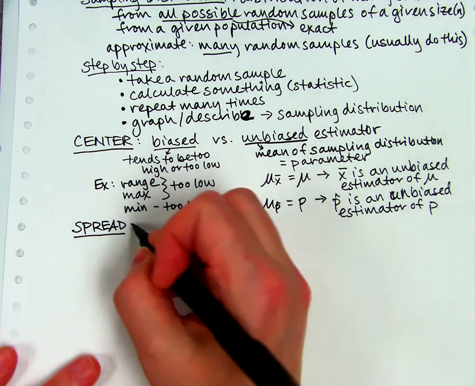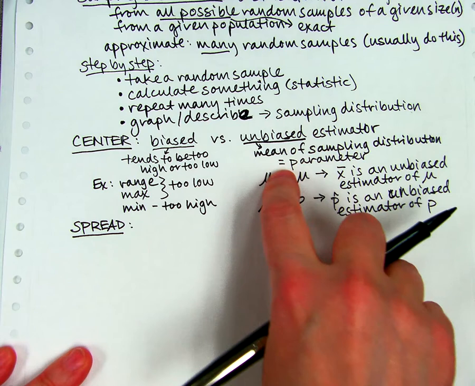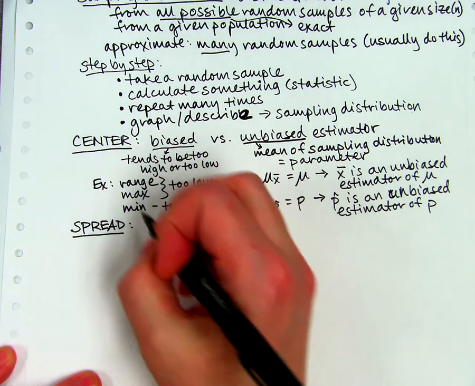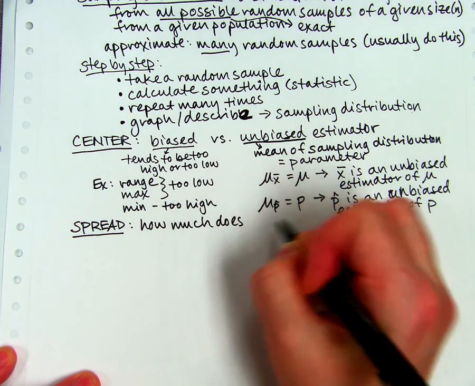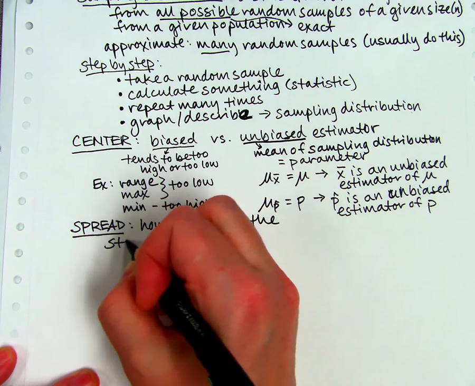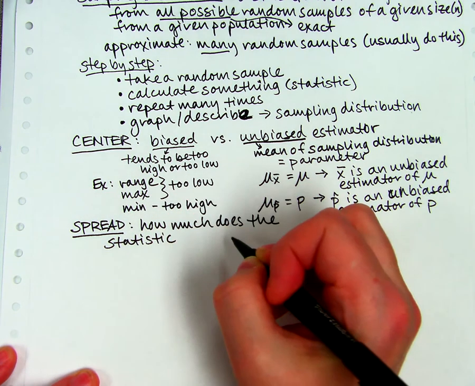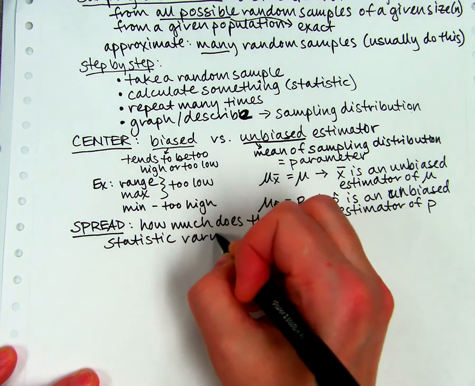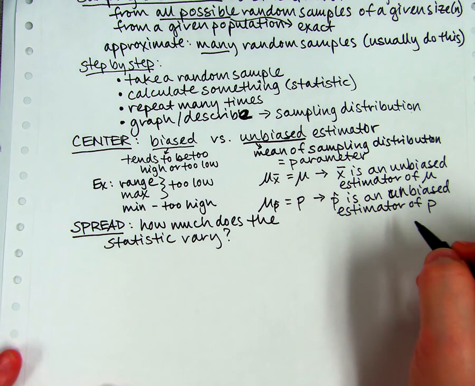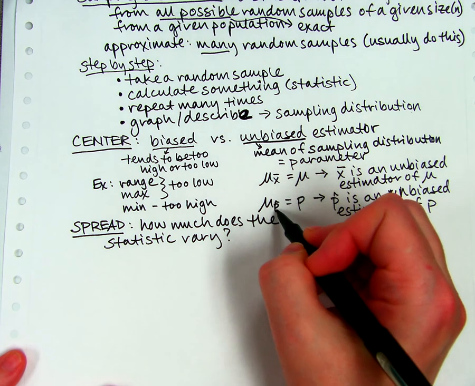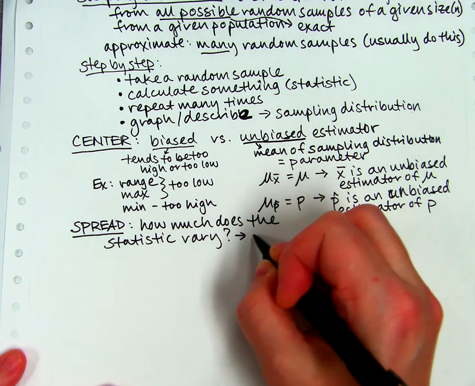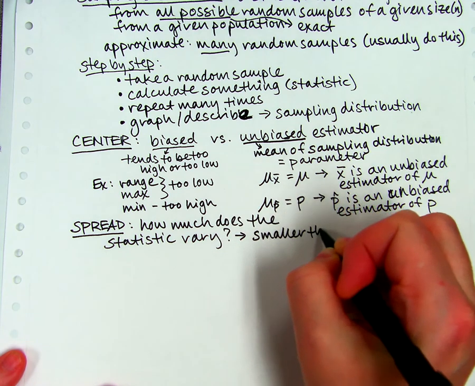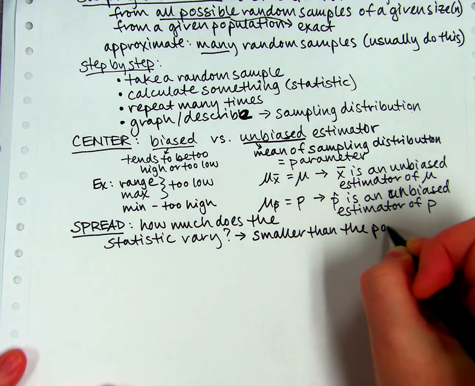So spread has to do with how much that statistic, X bar or p-hat or whatever, varies above and below its mean. So let's write that in a sentence. How much does the statistic vary? And what generally happens with sampling distributions is that the spread of the sampling distribution, or the spread of the X bars or p-hats, is smaller than the spread of the individual values. So this tends to be smaller than the population spread.